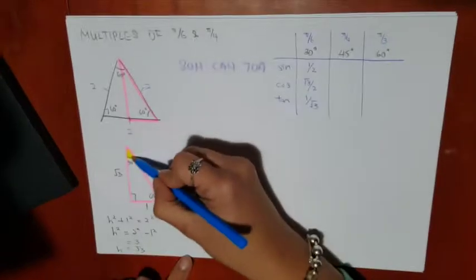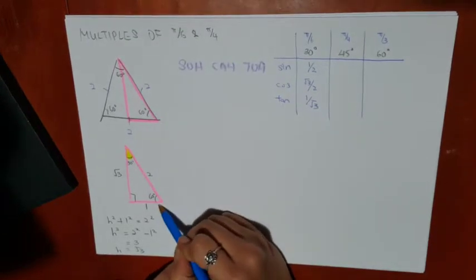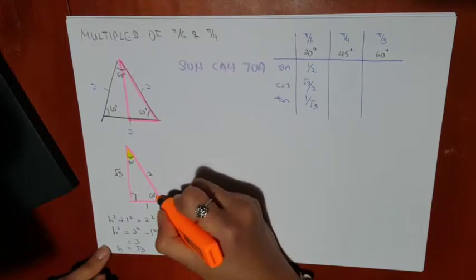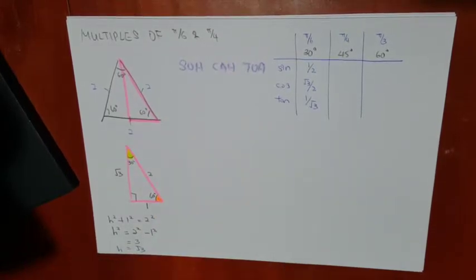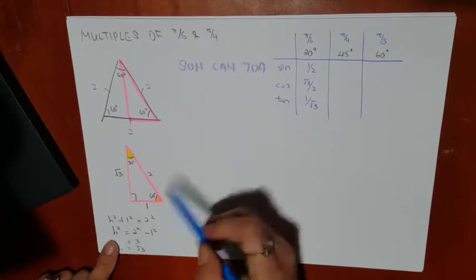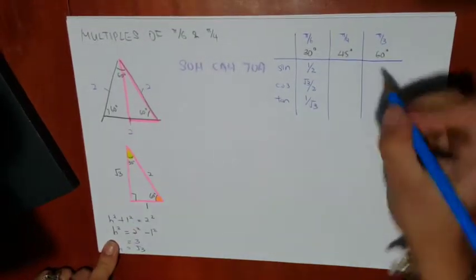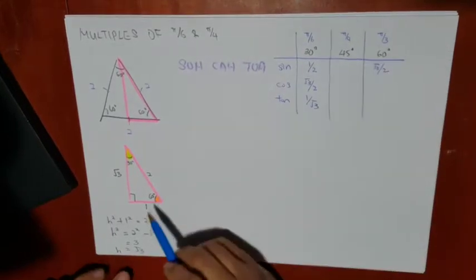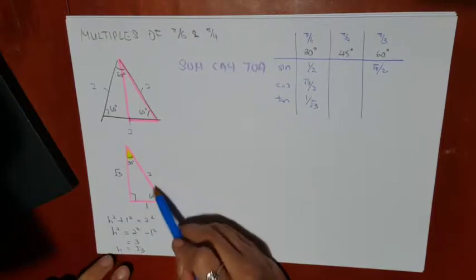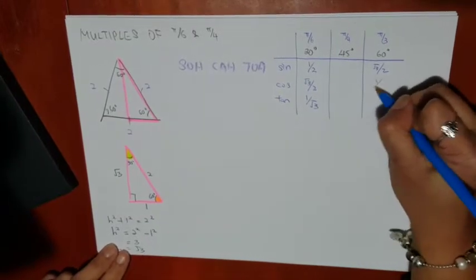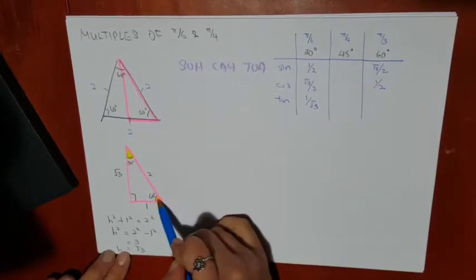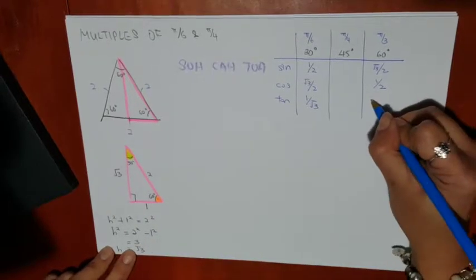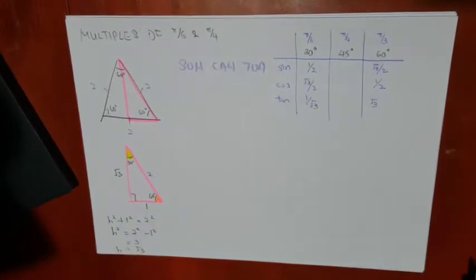Now that we are done with this side, perhaps we can look at 60 degrees. Let's say 60 degrees is the orange one over here. So what is sine 60? Sine is opposite over hypotenuse, so in this case, it's square root 3 over 2. Then cos 60 is adjacent over hypotenuse, so that's 1 over 2. And then going back to 60 again, tangent is opposite over adjacent, so that's square root 3 over 1, which is just square root 3.